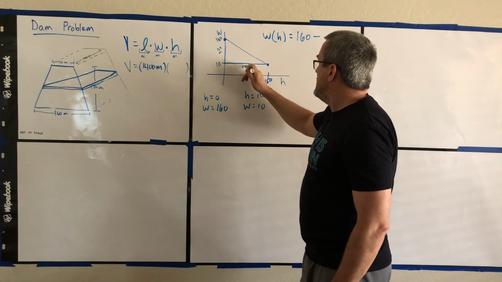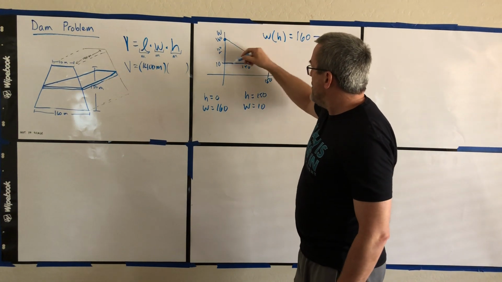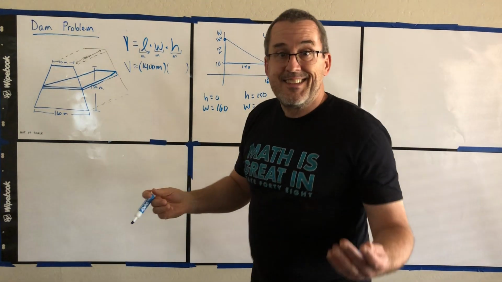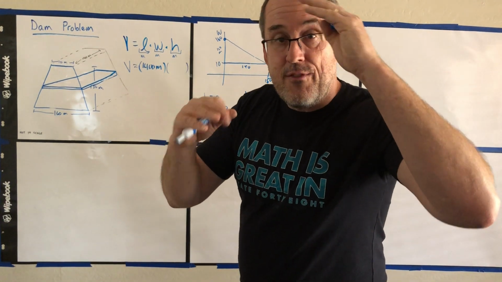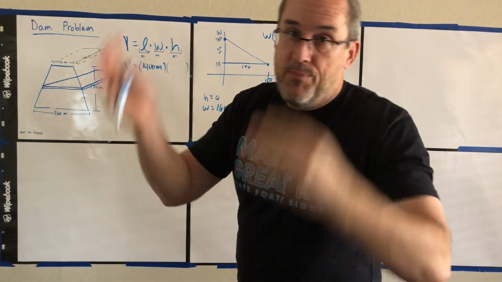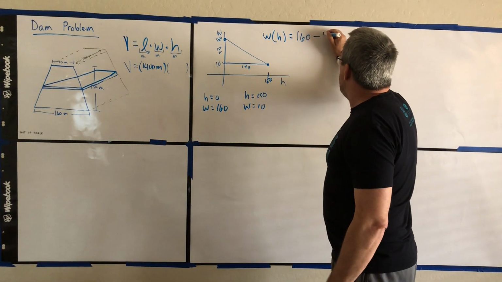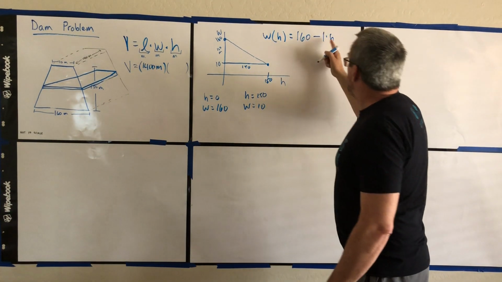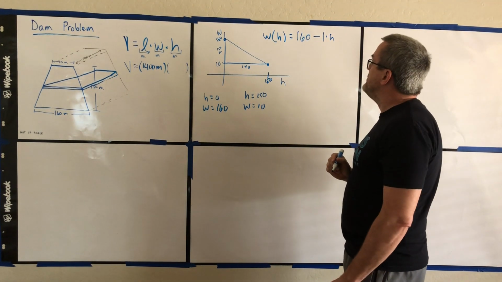And a change of 150 meters, rise over run, 150 over 150. This thing has a slope of 1 meter of height for every meter of width, or 1 meter of width for every meter of height. So this thing is a minus 1 times h. We subtract 1 meter of width for every 1 meter of height.